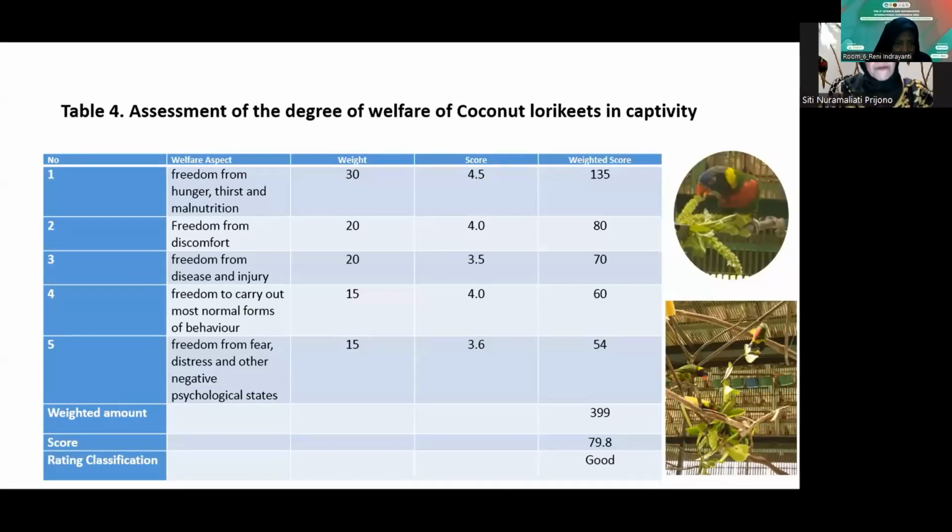There are 5 welfare aspects. The first is freedom from hunger, thirst, and malnutrition; freedom from discomfort; freedom from disease and injury; freedom to carry out most normal forms of behavior; and freedom from fear, distress, and other negative psychological states. And the final score is 79.8.